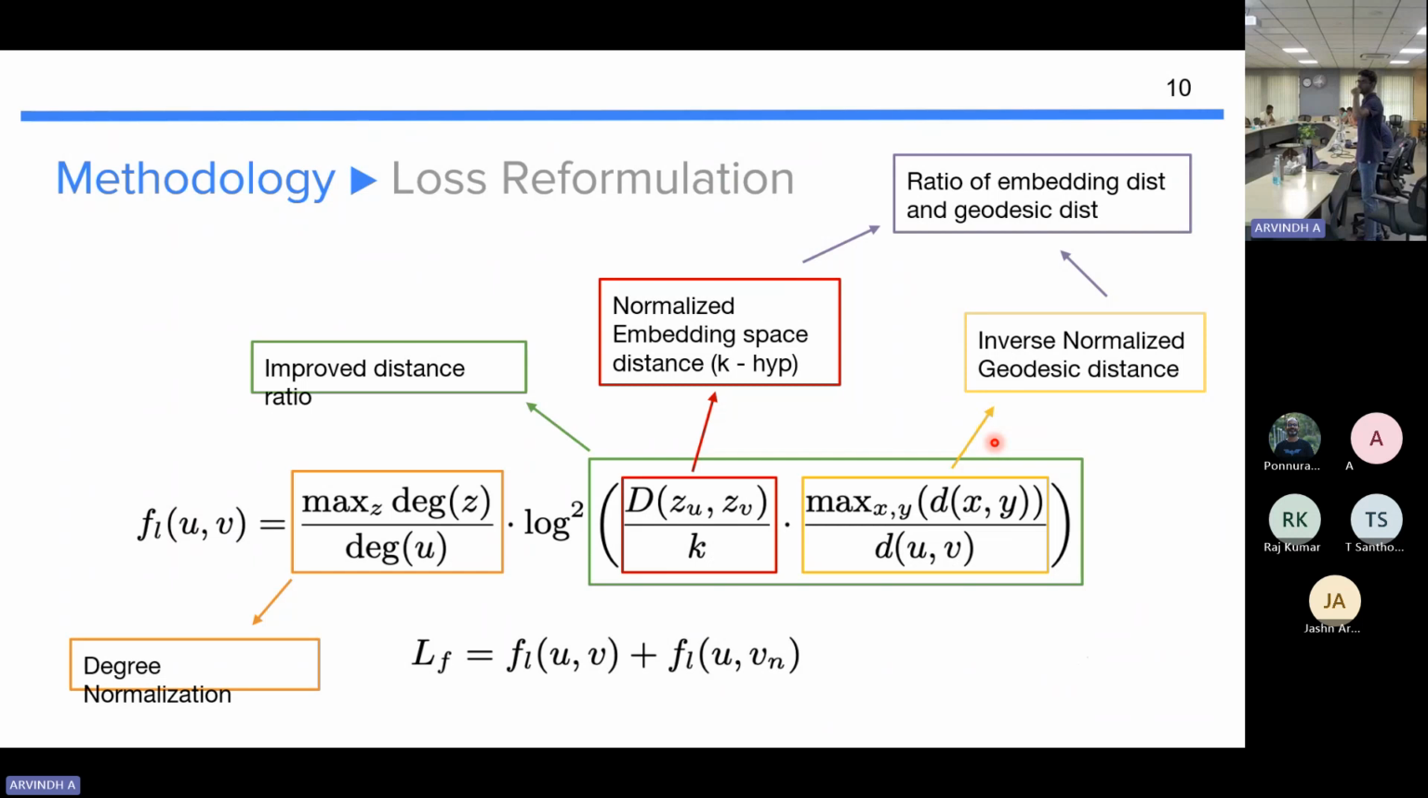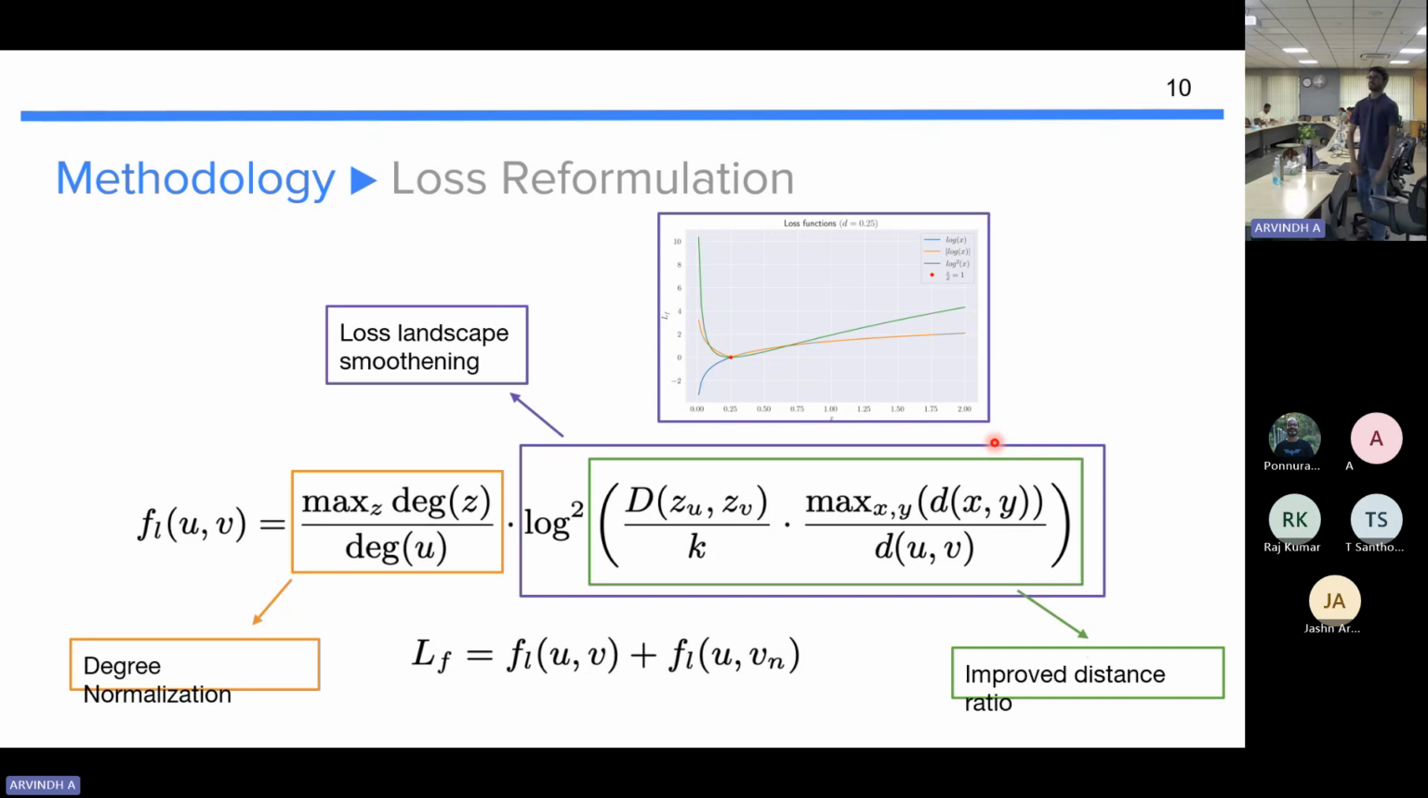So the k that you see in the denominator of the first term is a hyperparameter. This is something we need to leave up to the users to tune to make sure that it works well for their setting. So yeah, we take a ratio between the embedding space distance and the geodesic space distance and force it to be a particular value. And finally, we pass the distance ratio through a loss landscape smoothing function just to ensure that whatever you get is first differentiable, continuous everywhere, and also it almost equally penalizes both sides of the ratio, like less than one and greater than one.